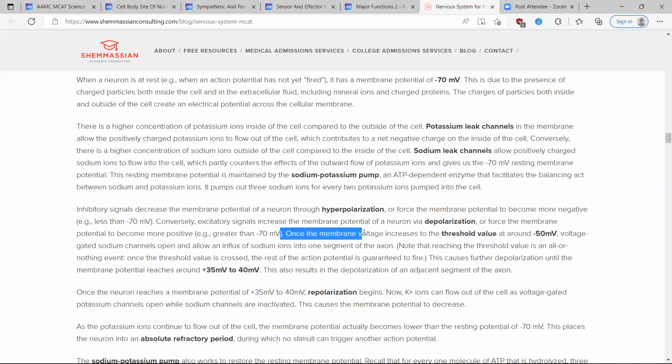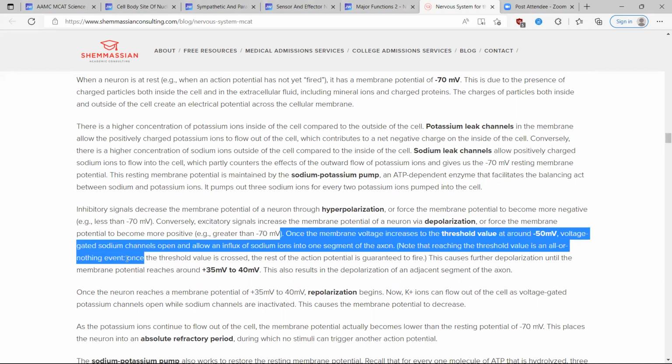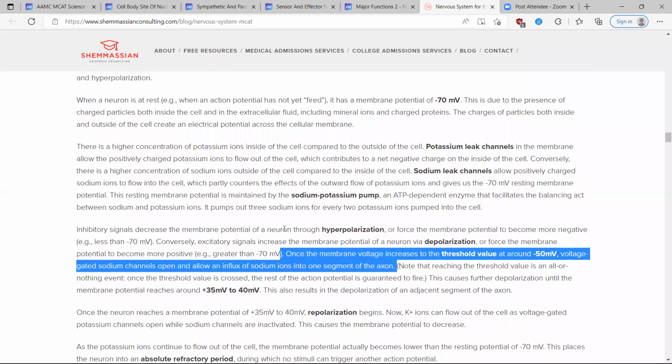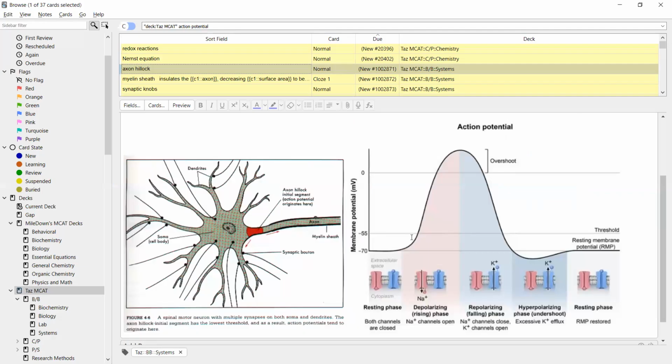Once the membrane voltage increases to the threshold value of around negative 50 millivolts, voltage-gated sodium channels open and allow an influx of sodium ions into one segment of the axon. So there's a difference here. Before we hit threshold, there is some sodium coming in from leak channels, but it's the excitatory electrical signals that are increasing the membrane potential a little bit. Once that membrane potential has sufficiently increased, that's when the floodgates essentially open.